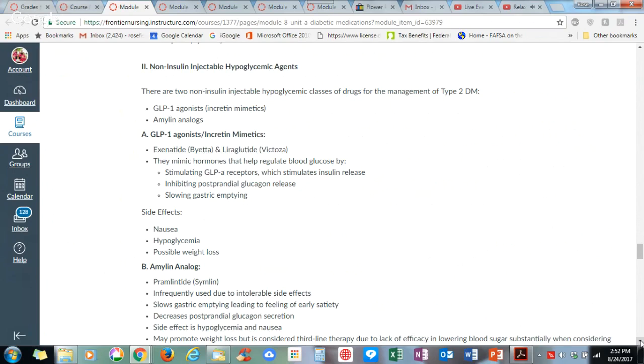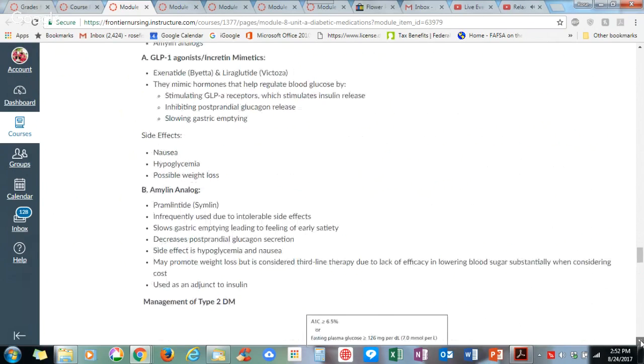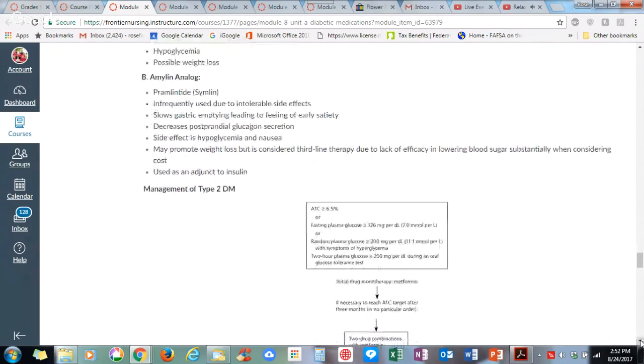There's GLP-1 agonists, incretin mimetics, exenatide, Byetta, and liraglutide, Victoza. They mimic hormones that help regulate blood glucose by stimulating GLP-1 receptors, which stimulate insulin release. They inhibit postprandial glucagon release, slowing gastric emptying. Side effects are nausea, hypoglycemia, possible weight loss.